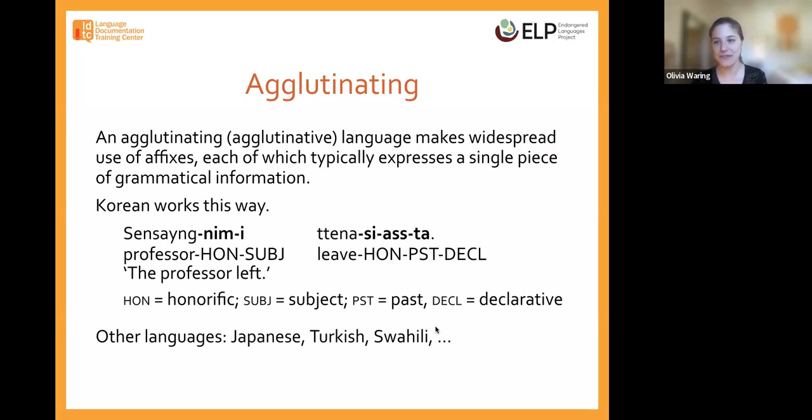And other languages that fall into this category are Japanese, Turkish, very famously, Swahili, which I know some folks said they spoke in the chat. Fun languages, because it really does feel like a puzzle. It really feels like you're just kind of adding little bits and pieces to a jigsaw puzzle. Now remember, we're increasing the complexity as we go up this hierarchy.